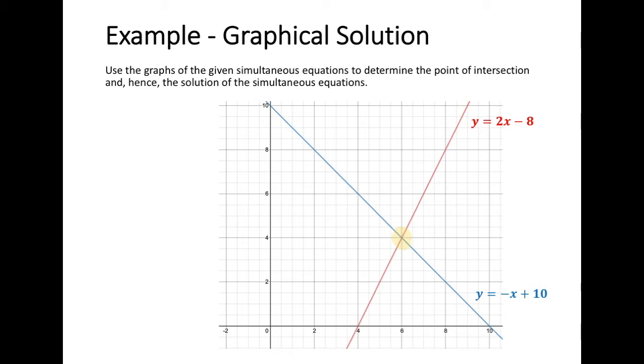Going down from my point of intersection to identify the x value, I can see the x value is equal to 6. Then going back up to the point of intersection and across to my y value, I can see that y is equal to 4. So the solution to this set of equations, where they both have the same x and y value, is 6 and 4, and I can write that as a set of coordinates.